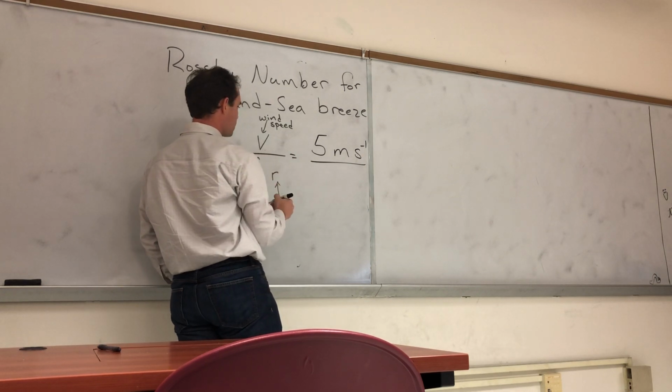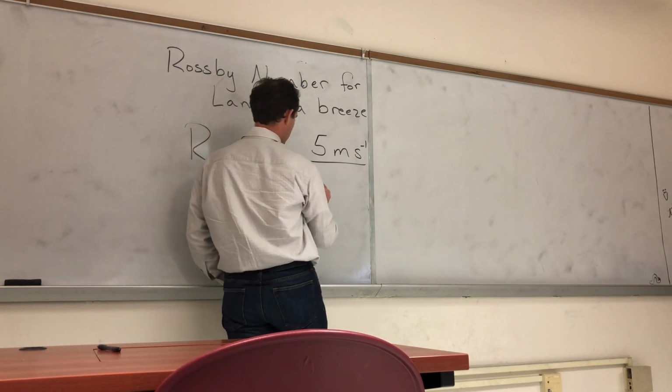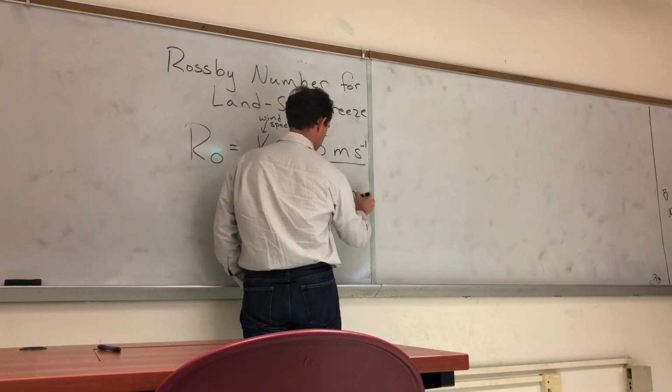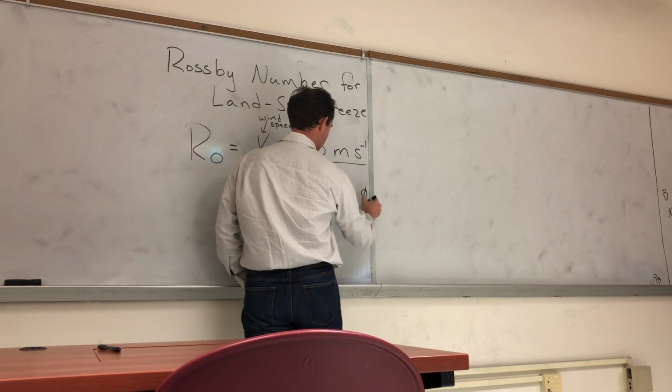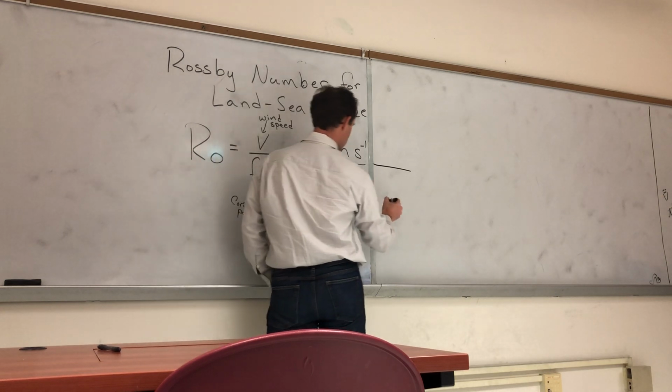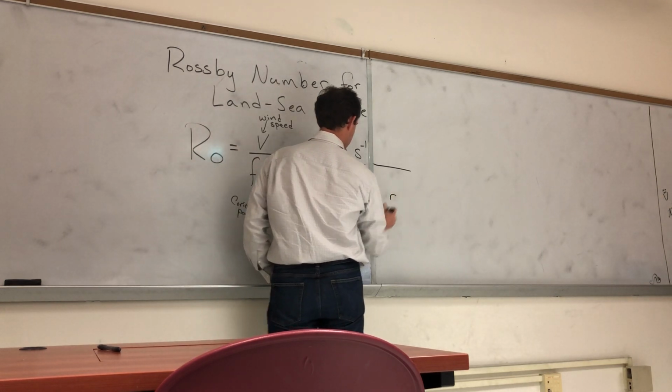We have the Coriolis parameter, which is going to be 2 omega sine of the latitude. And we still need to put the size in here. Put that over here.